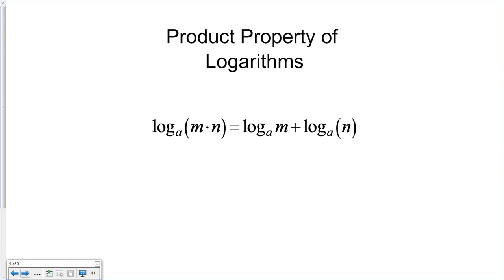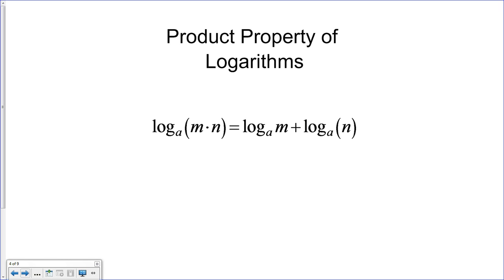So the first thing that we see here is the product property of logarithms. Now the product property of logarithms lets us separate a single logarithm out into two logarithms that are added together, or vice versa. This obviously works both ways.